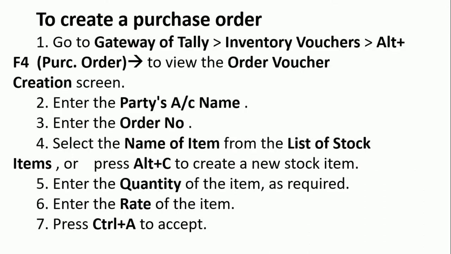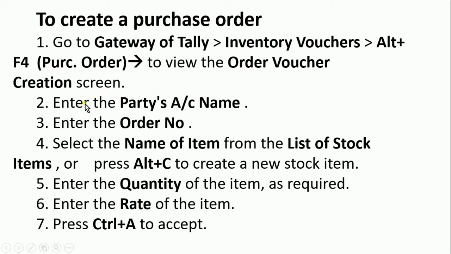How can we create a purchase order in Tally? Step 1, go to Gateway of Tally, Inventory Vouchers. So in the Gateway of Tally screen, select Inventory Vouchers and then press Alt plus F4 or click on the Purchase Order button. Then it displays the order voucher creation screen.